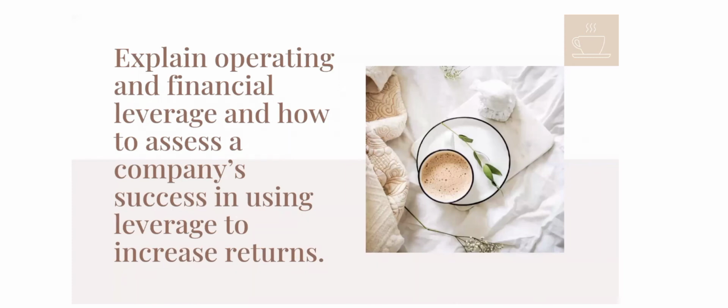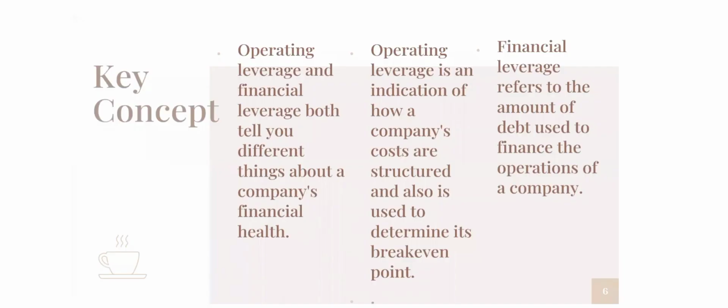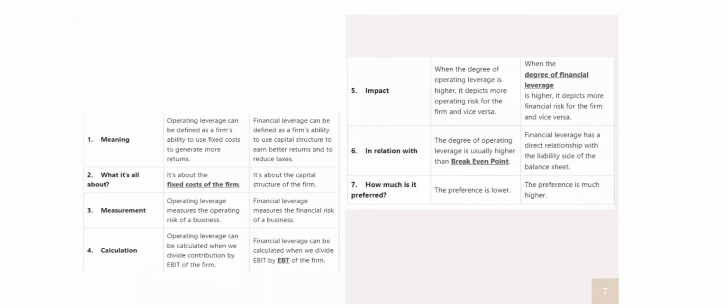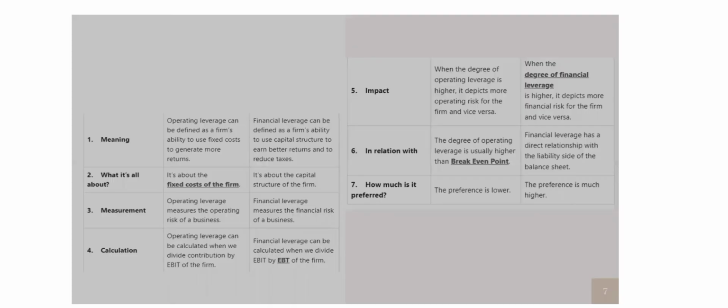Next, explain operating and financial leverage and how to assess a company's success in using leverage to increase returns. Key concept: operating leverage and financial leverage both tell you different things about the company's financial health. Operating leverage is an indication of how a company's costs are structured and also is used to determine its break-even point. Next, financial leverage refers to the amount of debt used to finance the operations of a company.